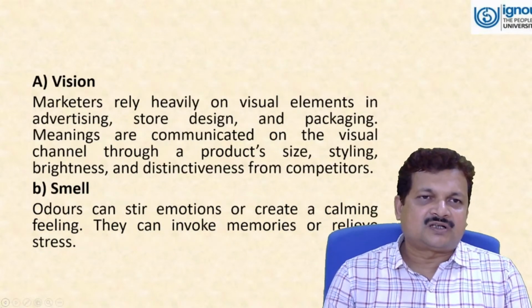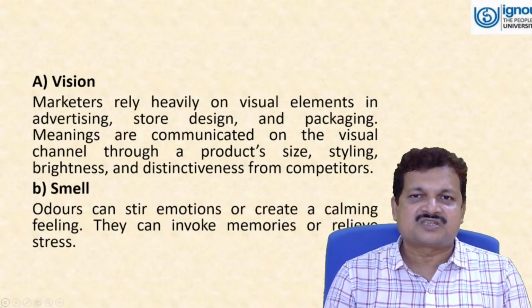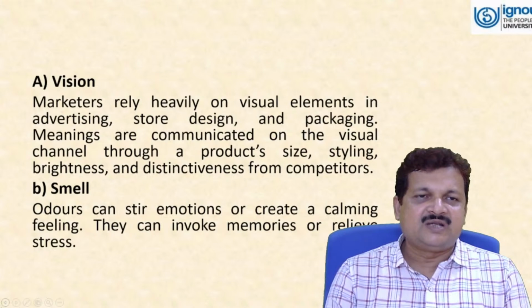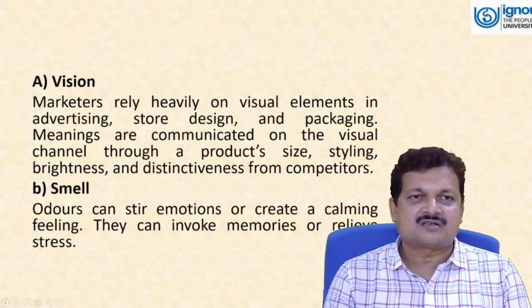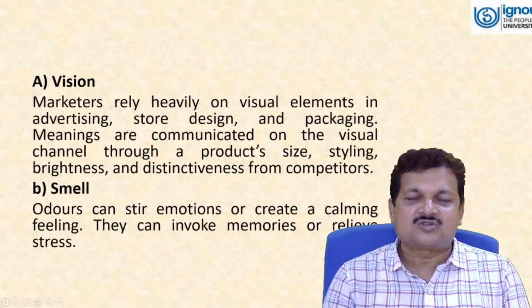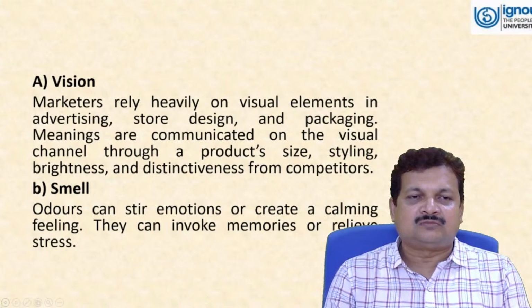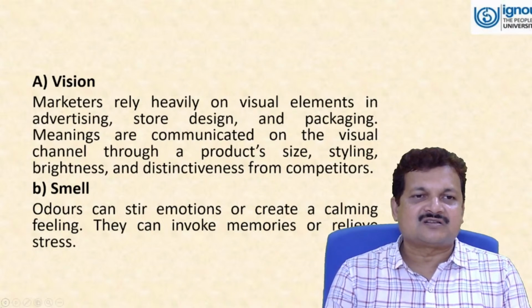Here there are five things. We already studied vision: any product, its look, color, shape and size, what is affecting your vision. Second is smell. We can say perfume, deodorants, and other things that are smell-based.